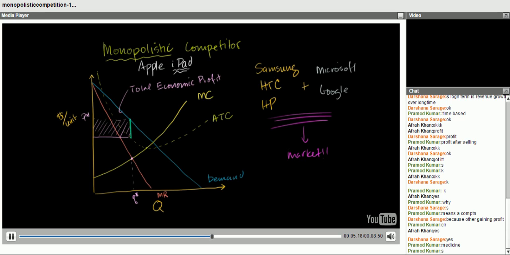And so as their products become more and more comparable to an iPad, or maybe even better in certain dimensions, either cost or features, and they market it heavily, in the long run, what's going to happen to Apple's demand curve? Well, at any given price, less will be demanded, and so the demand curve will shift. The demand curve will shift to the left.